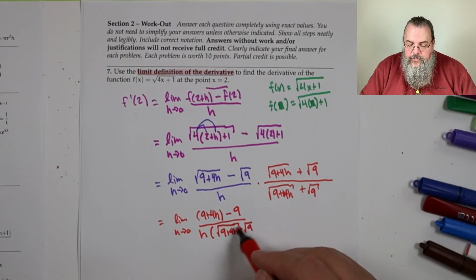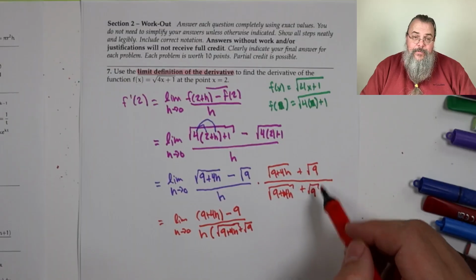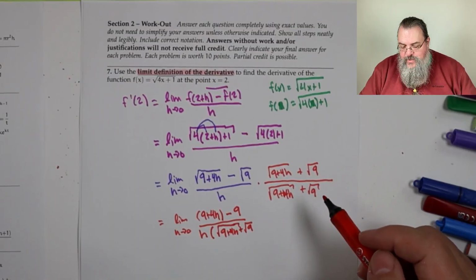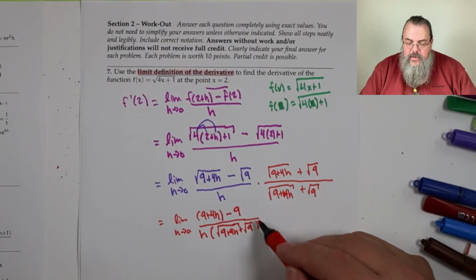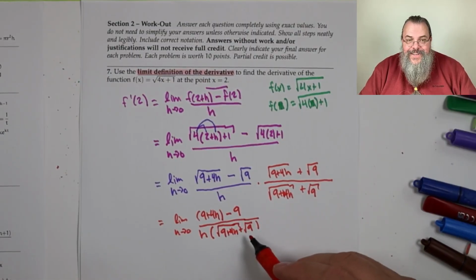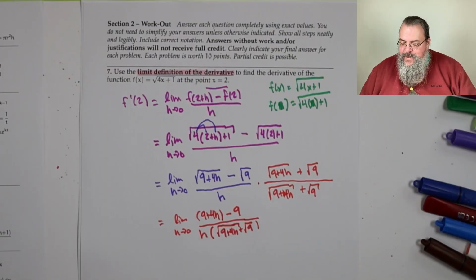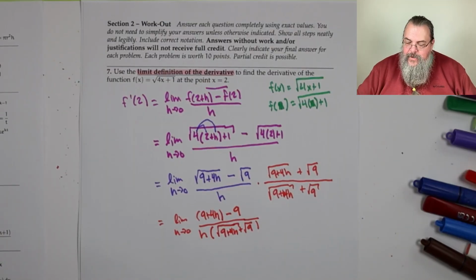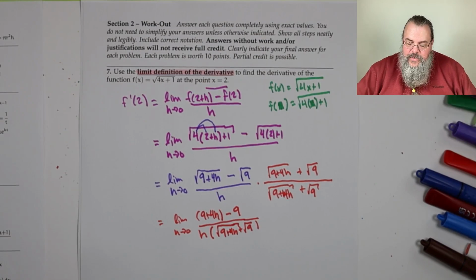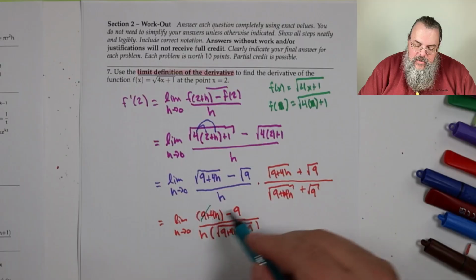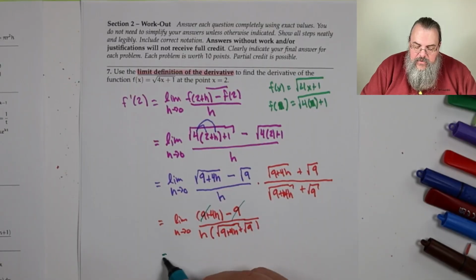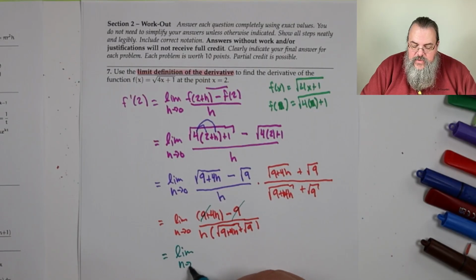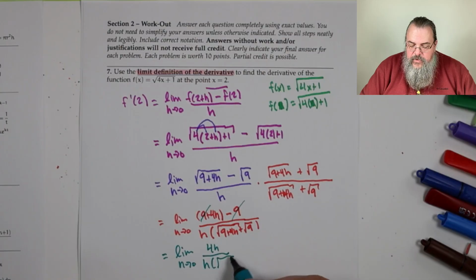Now the good news is, because we multiply top and bottom by the same thing, multiplied by 1, we're still the same. But the other good thing is that this is not 0. Yes, that's going to be helpful. Now we are going to go a little bit slowly here, just so that they don't mark us down for anything. We're going to mark that the 9's cancel. Okay, limit as h goes to 0 of 4h over h times the square root of 9 plus 4h plus the square root of 9.